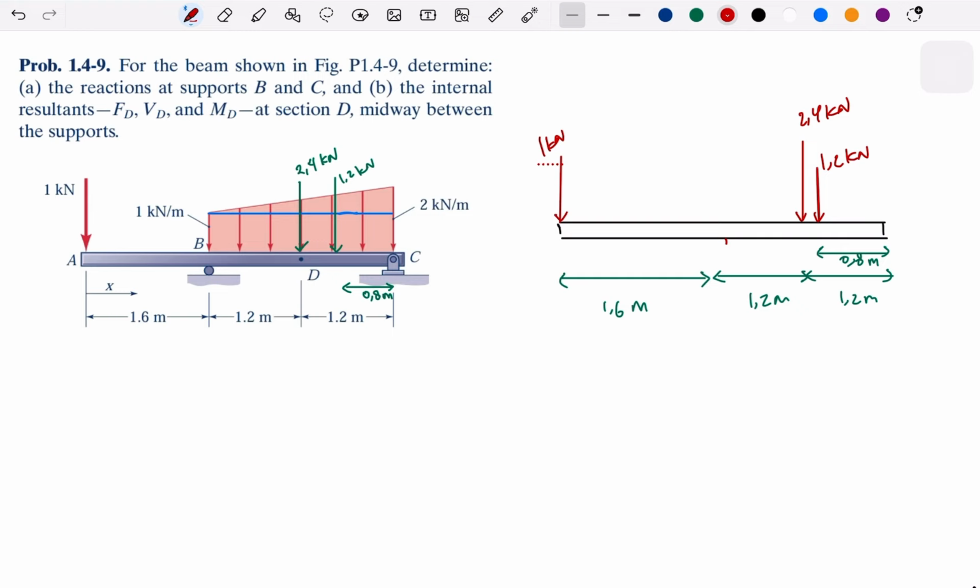Okay, and then what else? Oh, we have the points here: A, C, and then here is B. So B is a roller, so it can move freely horizontally, so it has only a vertical reaction. Let me write here BY. And here is C, we have CY and CX.